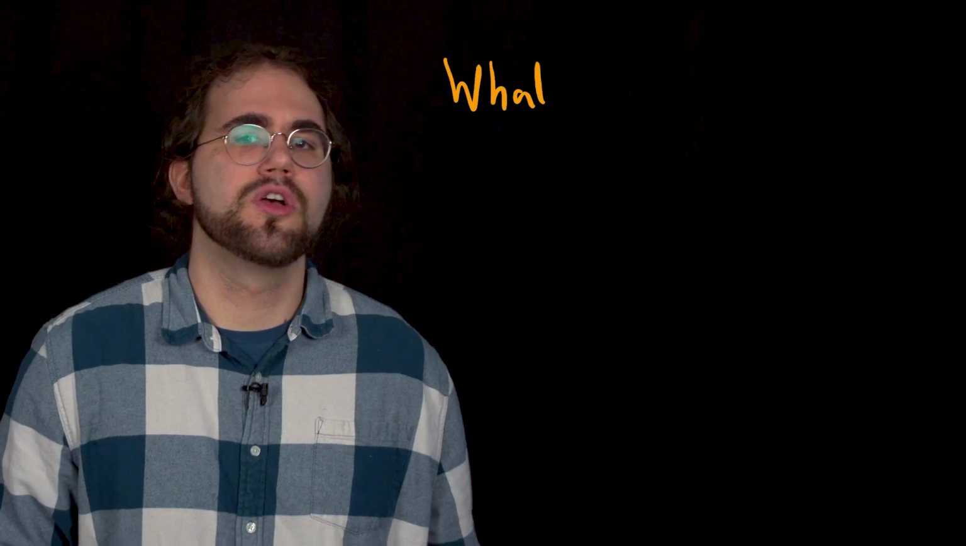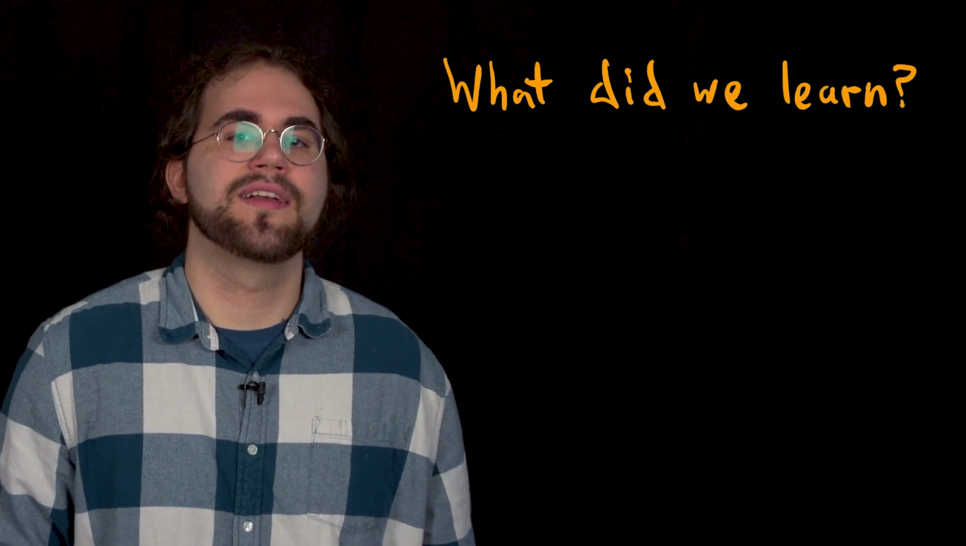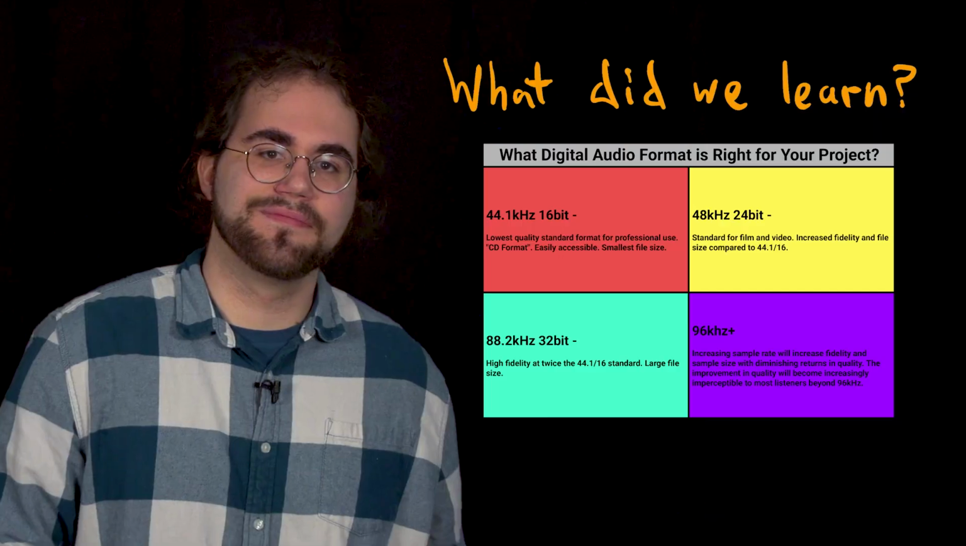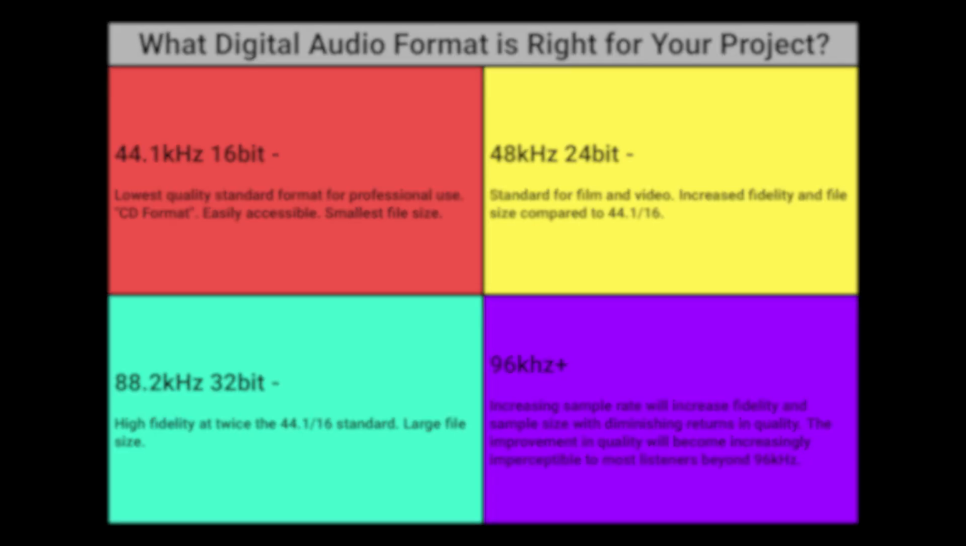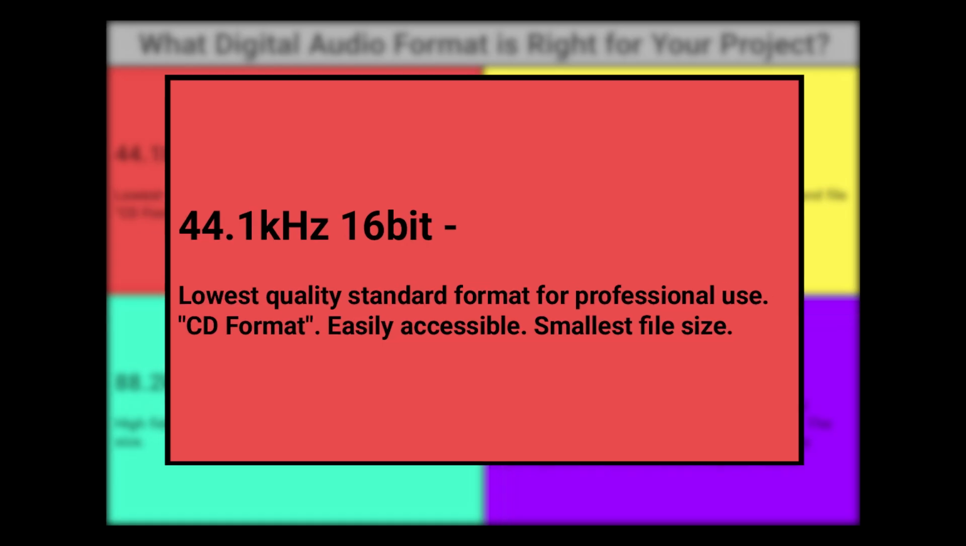So, what did we learn today? Let's take a look at this chart. On this chart, information about a few different sample rate bit depth specifications is provided. Let's discuss which parameters are right for your project. The standard option would be 44.1 kHz 16-bit. This will provide the smallest file size among high-fidelity options and will ensure playback across most devices.